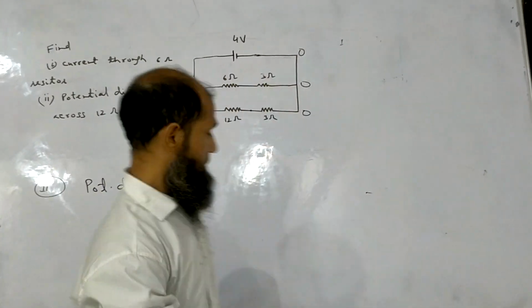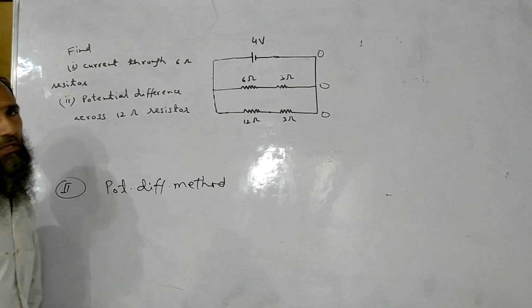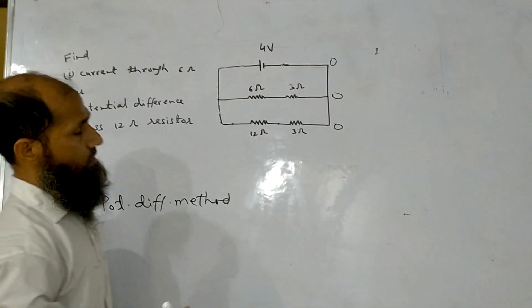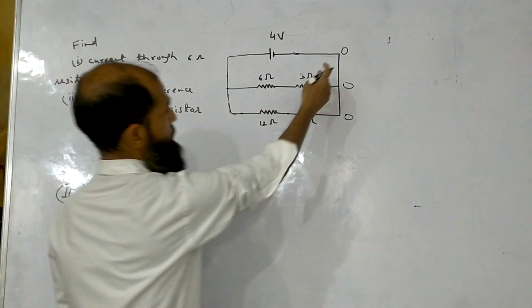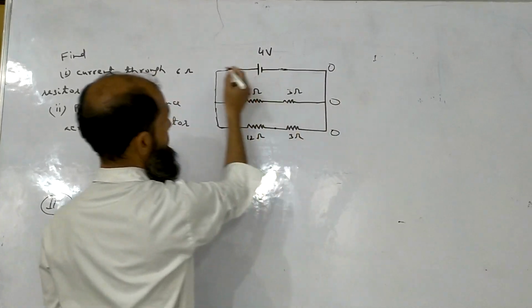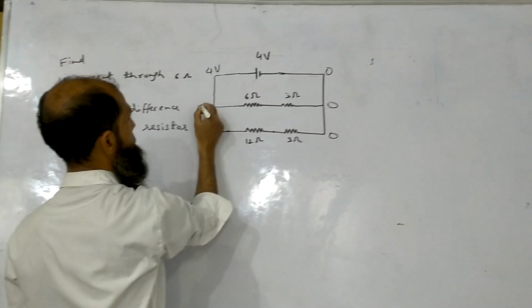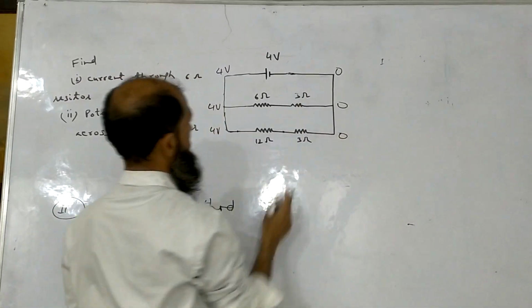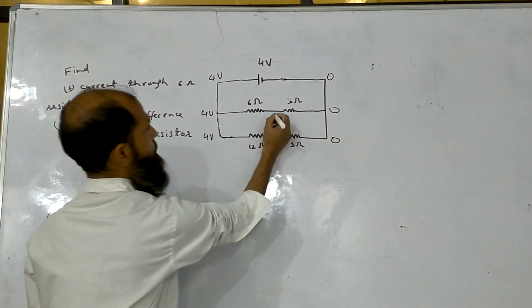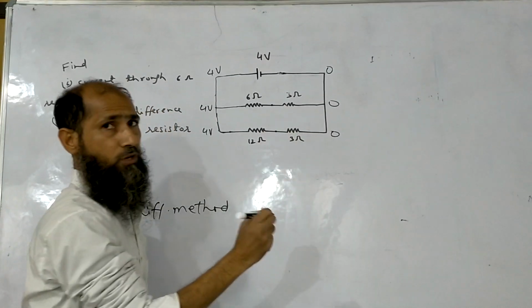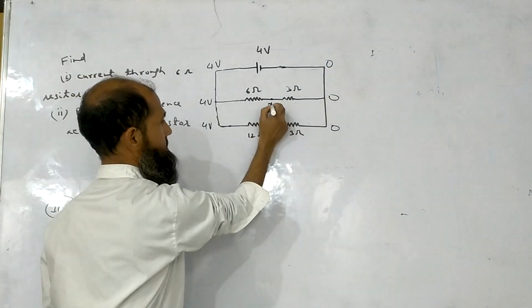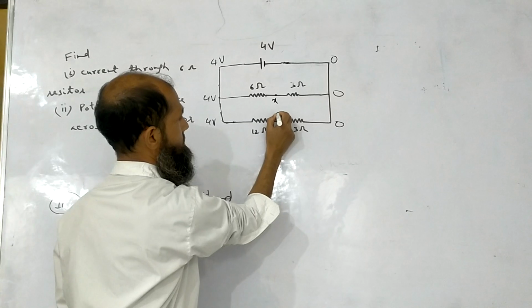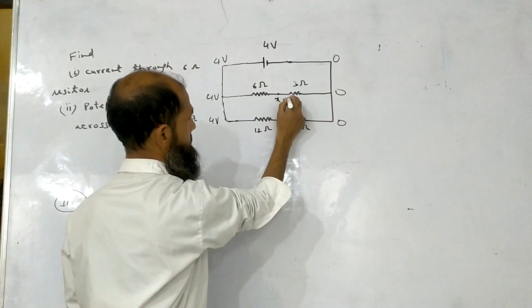So another method that we are going to discuss is the potential difference method. In this case, we consider 0 volt potential here, then 4 volt here, 4 volt, and 4 volt, 0 volt. Now see this point, we consider the potential at this point to be X volt and the potential at this point to be Y volt.